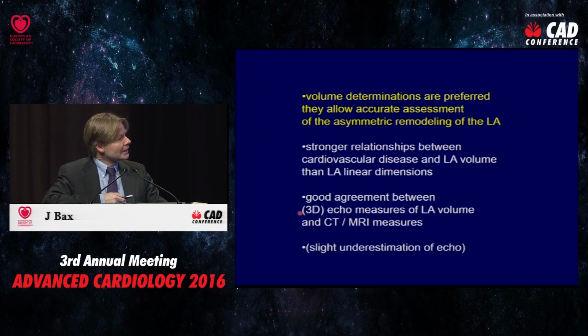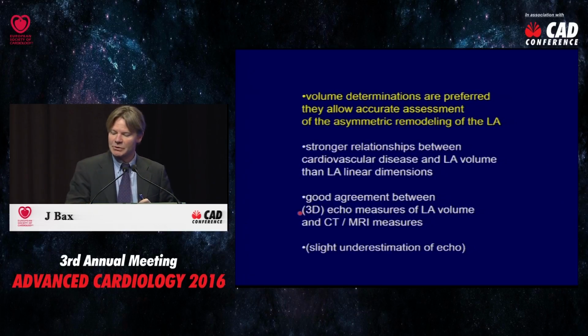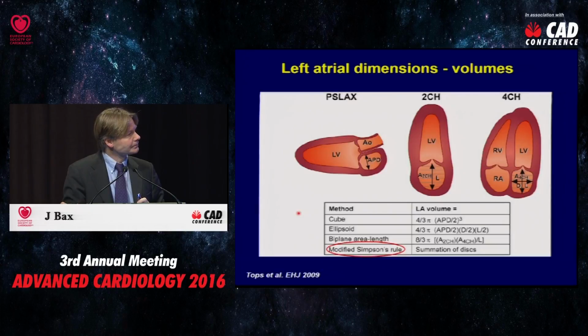There are stronger relationships between cardiovascular disease and LA volume than if you relate it with LA dimensions. And there is a good agreement between three-dimensional echo measurements of LA volume and when you compare them with CT and MRI measures, although there is a slight underestimation by echocardiography. So we move from M mode to 2D, probably to 3D, to get the best assessment of an atrium.